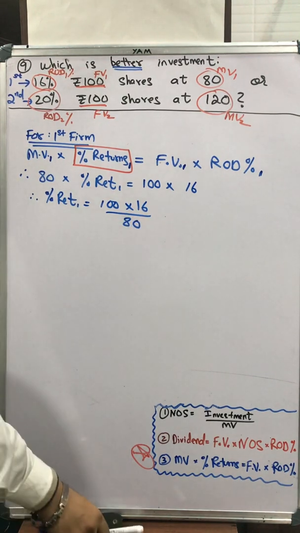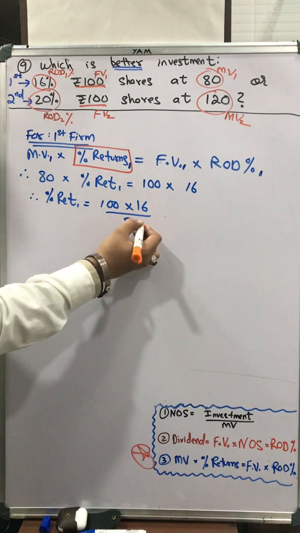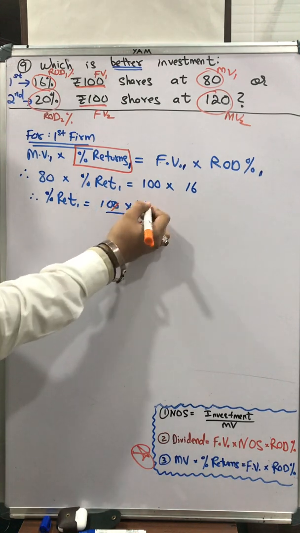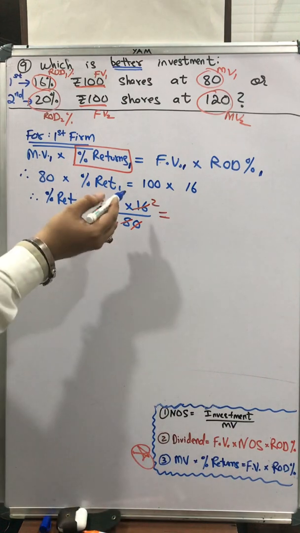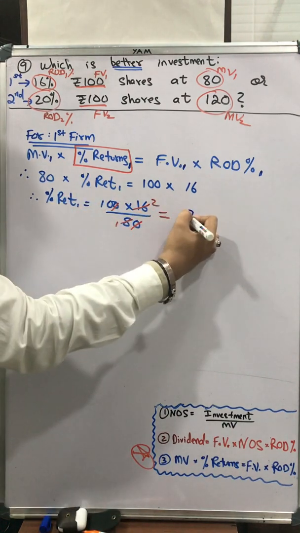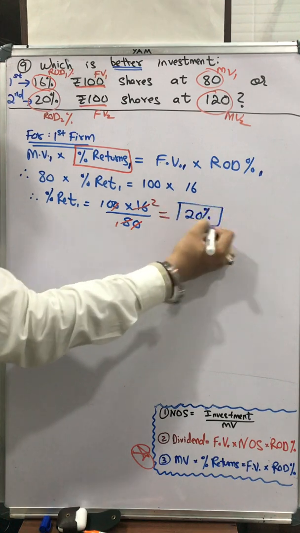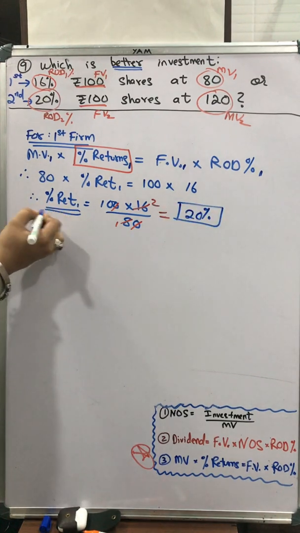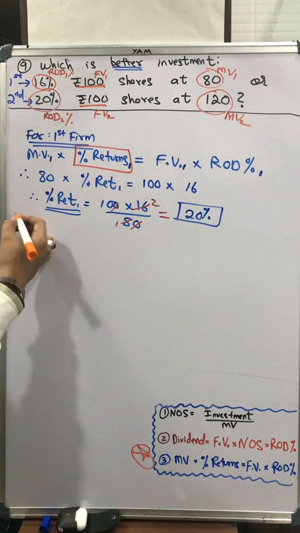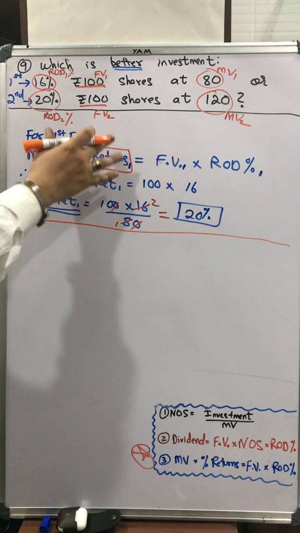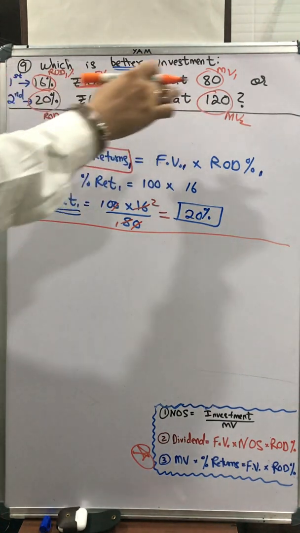How to calculate now? It's very simple. Can I say 0 cancels? 8 ones are 8, 8 twos are 16. So now this 2 is multiplied with 10. So the answer is 20%. So the percentage of returns obtained from the first firm is 20%. Now the same formula will apply for the second firm, the second row.